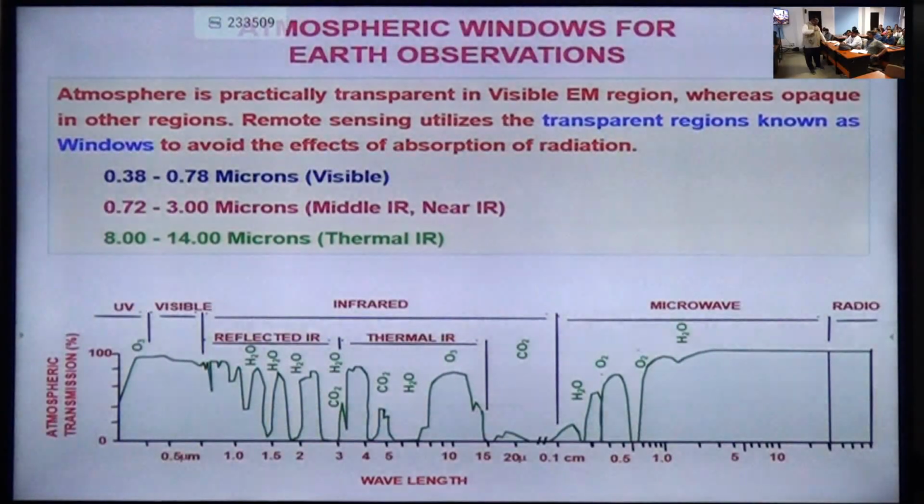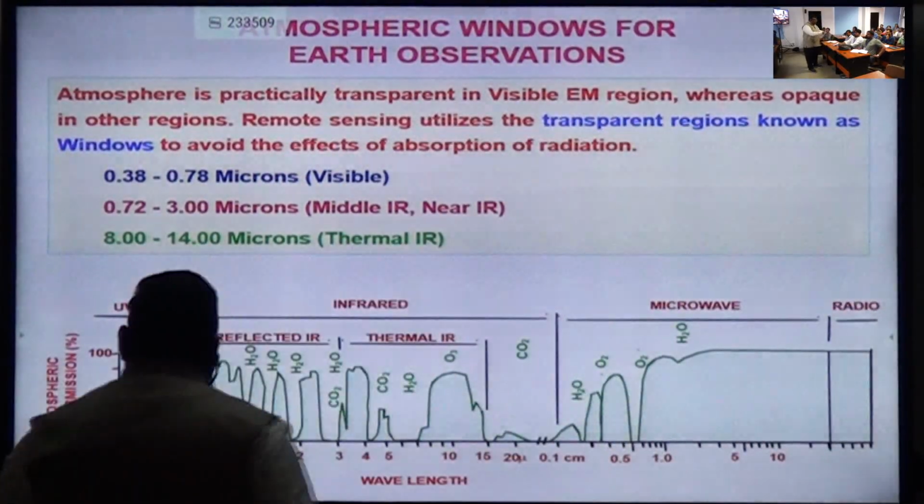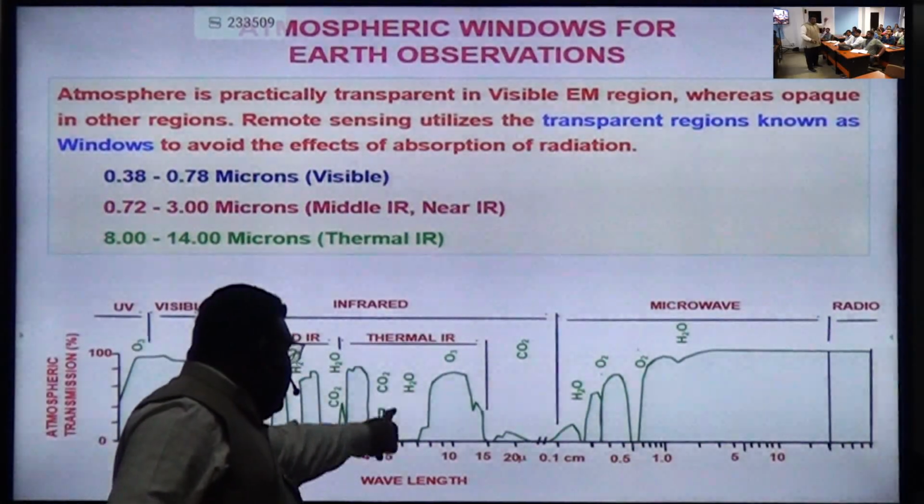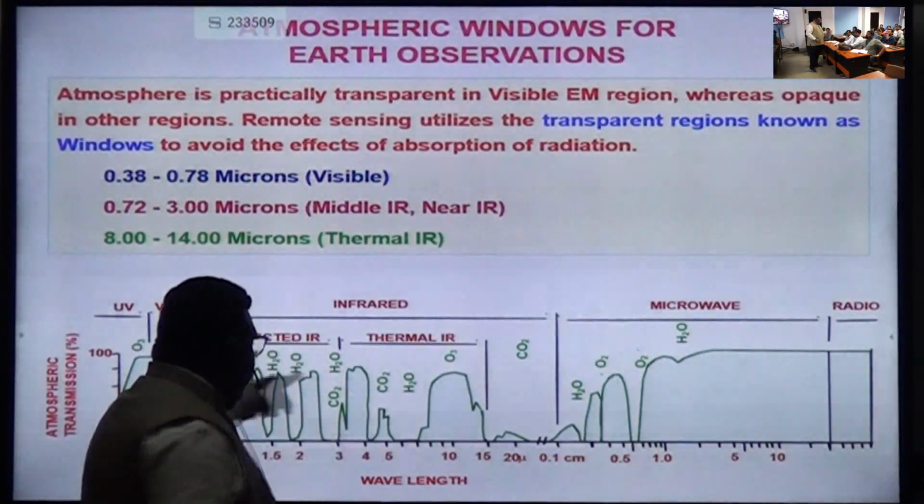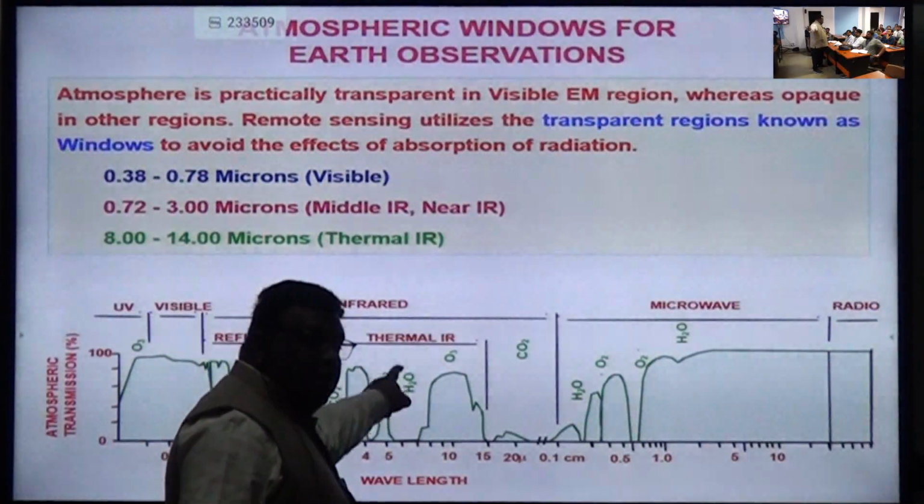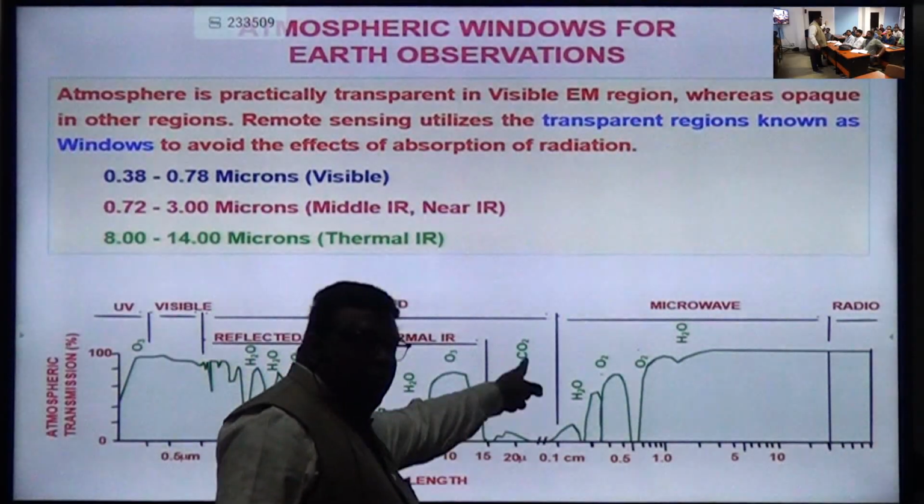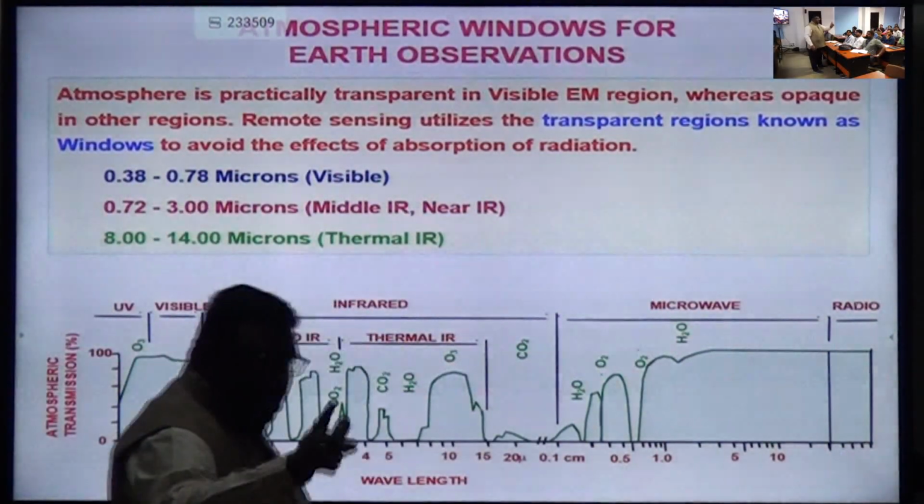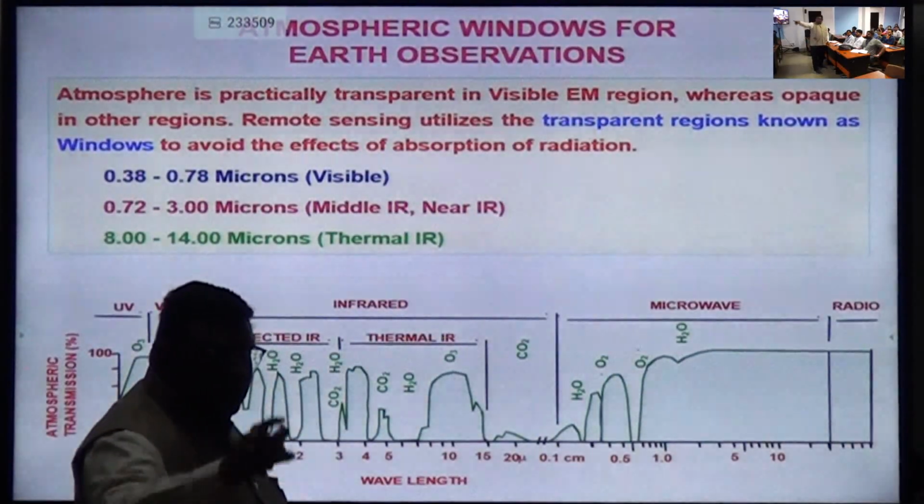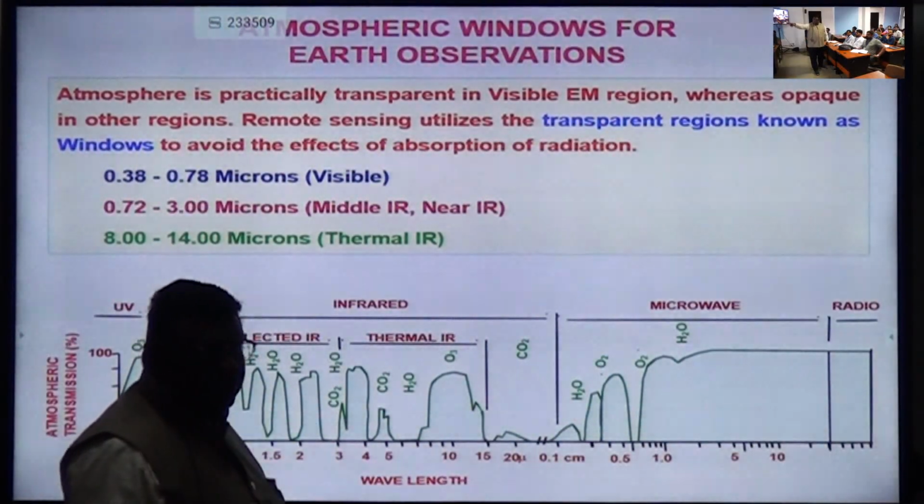What is the visible region? 0.4 to 0.7. Luckily 0.4 to 0.7, we have nearly 100% atmospheric transmission. That's why you are able to see the sun. That's why you are able to see the stars. If it is opaque, what happens? Nothing you can see. Are you getting me? Yes. So the atmosphere is open or clear in the visible region. So that's why you can see all the features.